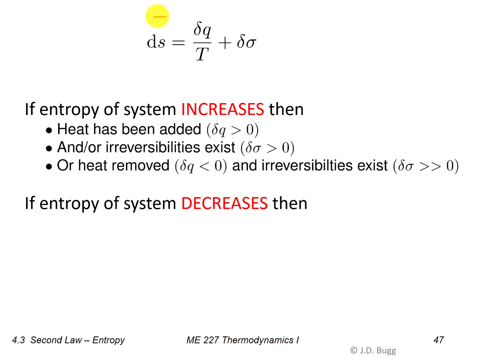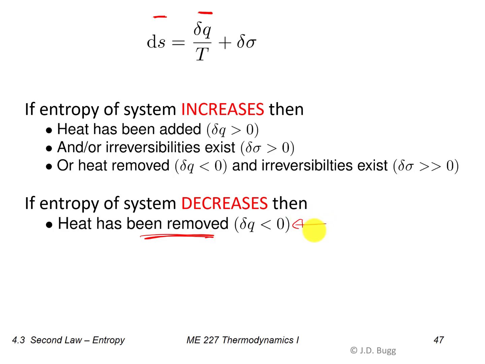If the entropy of a system decreased, there is only one way that can happen. Remember, the irreversibility term cannot be negative. That can never be negative. So the irreversibilities cannot cause the entropy of the system to decrease. However, heat transfer can, because this delta Q can be negative if heat is being removed. So this is the only way that the entropy of a system can decrease, is by removing heat from it.